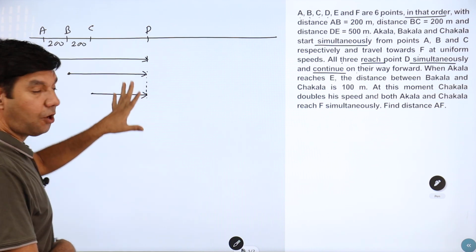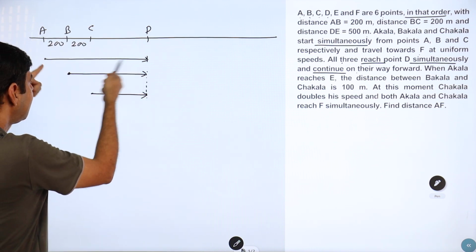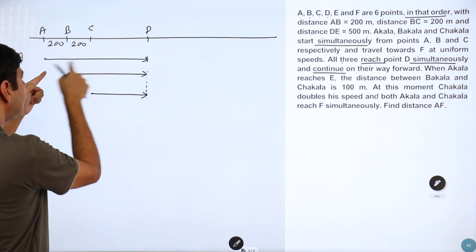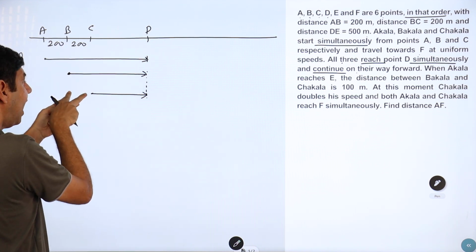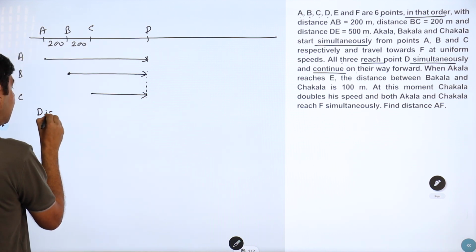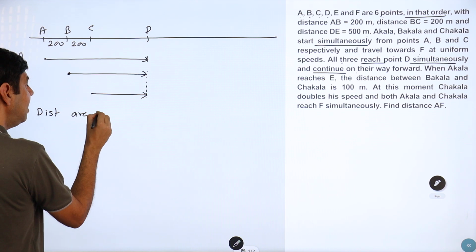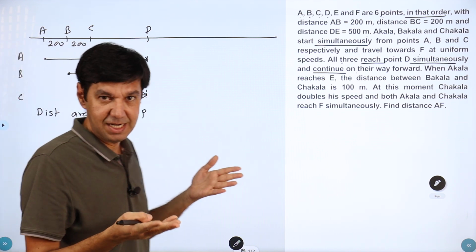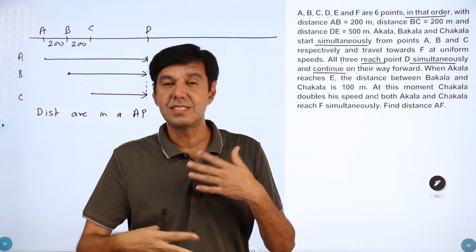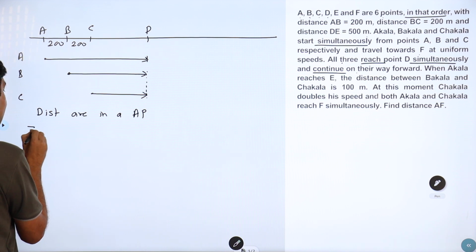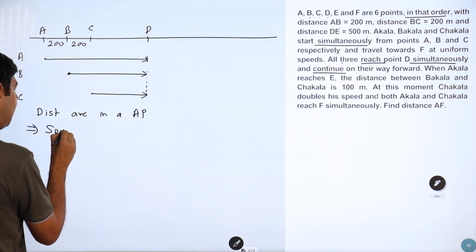So now why I'm drawing is these distances that they covered. It should be very obvious that the difference in distance covered by A and B is 200 and that between B and C is 200. So what this means is the distances covered are in an AP. And since time is constant here, in the same time, speeds are going to be proportional to the distance, right? So it means that the speeds are also in an AP.